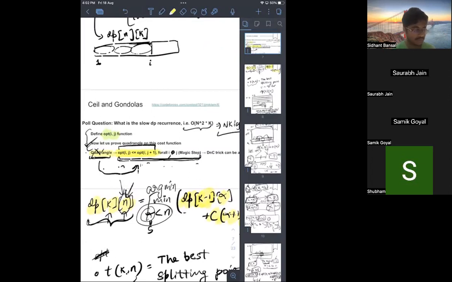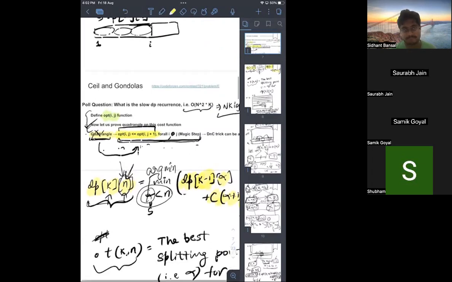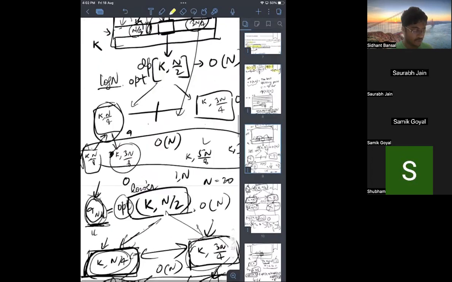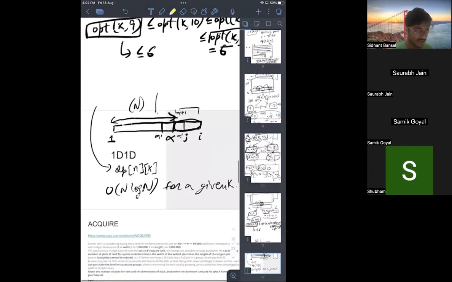Any doubts on this? If not, I'll just move on to the next technique. So that's why if you have doubts, you can still go ahead. Cool. So now we'll go through 1D, 1D.